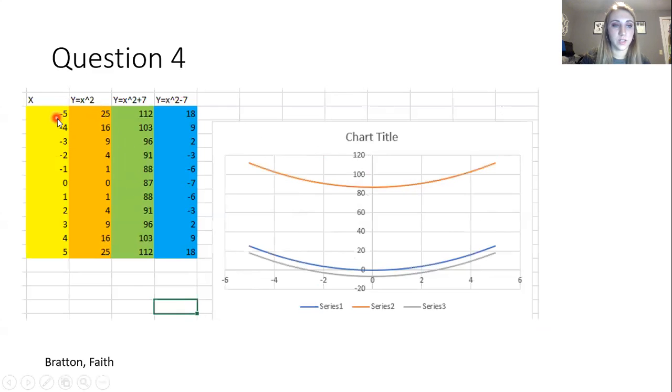Okay, so for this one, we did negative 5, and if you plug it into the equation, you get 25. You plug it into the equation, you get 18. This first one is the lowest one. This column is the second line, and the third one is this one. And it's plugging these numbers that are in the x into the x in the equation of the variables, finding out the answer and plugging them into the chart.